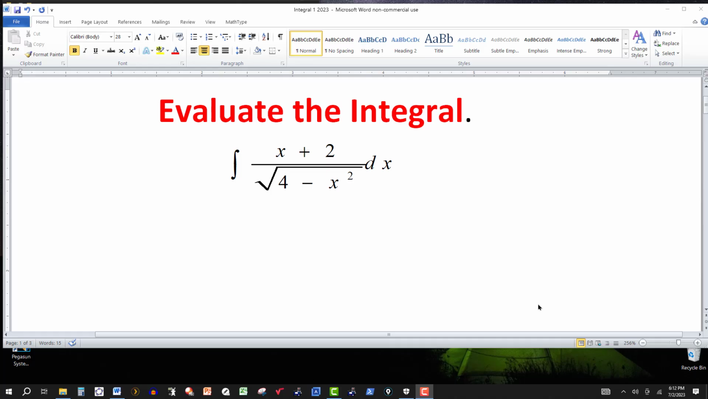In this video, we're going to evaluate the integral of x plus 2 over the square root of 4 minus x squared. You want to give this a try? Go ahead and pause the video. I'll be right back.